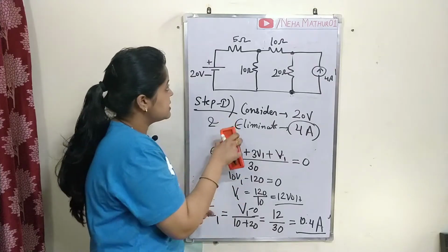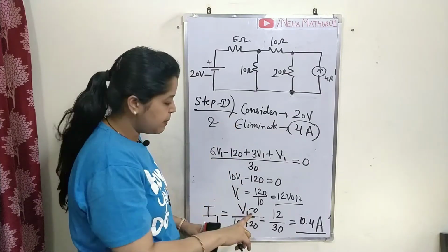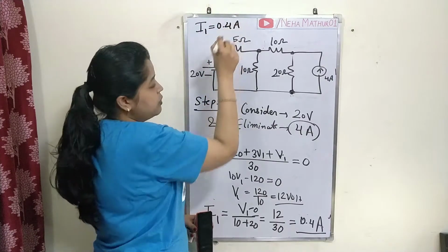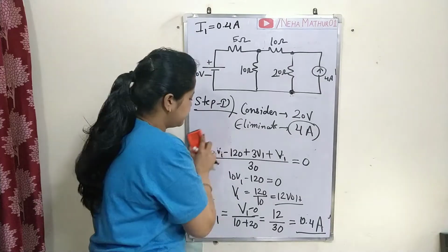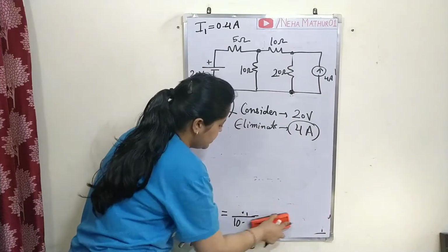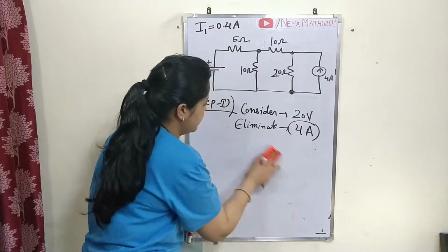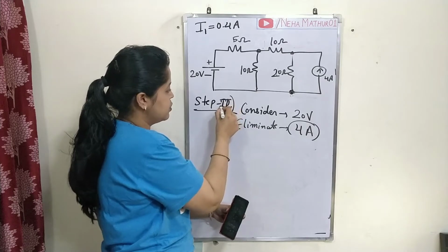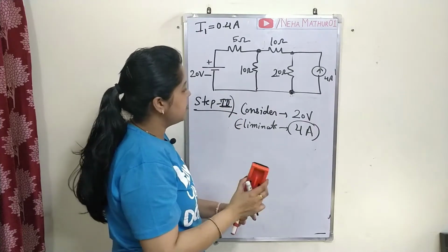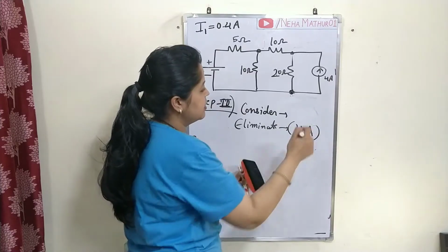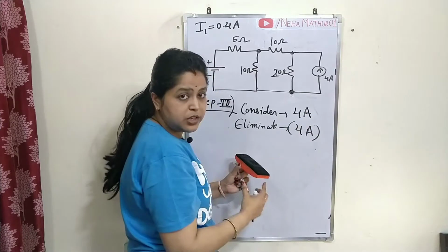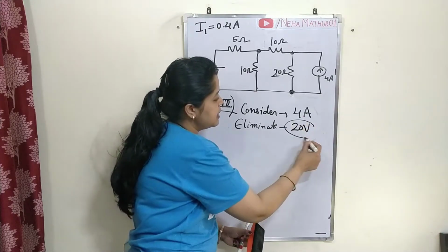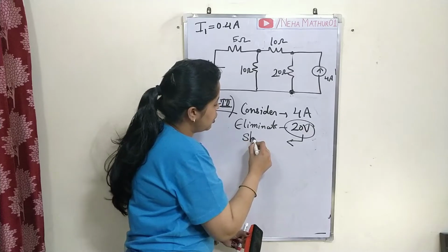So before starting the second step, I am writing this value I1 which I am getting from the first step, which is 0.4 ampere. Fine. Now I am repeating the same step for the second circuit, for the second independent source. This is the second step in which I am considering the 4 ampere current source in the circuit while eliminating the voltage source, and it can be easily eliminated by making it a short circuit.